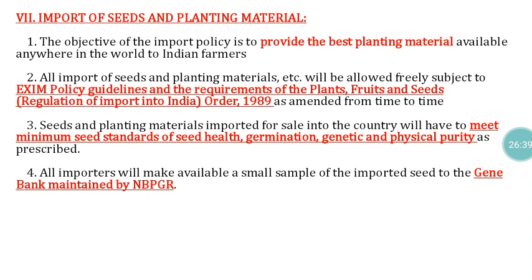the requirements of the Plants, Fruits and Seeds Order 1989 as amended from time to time. So these two things we have to strictly follow, the EXIM policy guidelines and also the Plants, Fruits and Seeds Order, at the time of importing that material. And whatever material is imported from another country for this purpose also needs to fulfill the minimum seed standards of seed health, germination, genetic purity and physical purity.